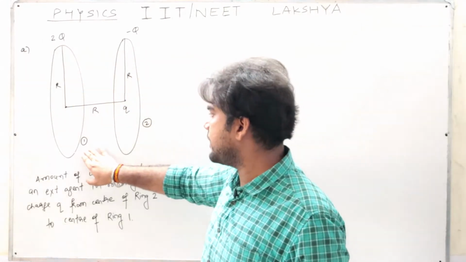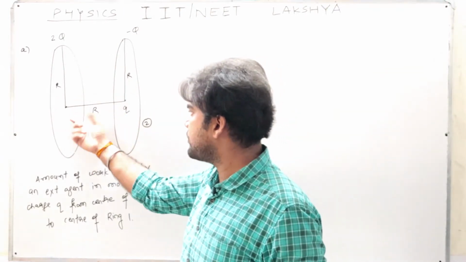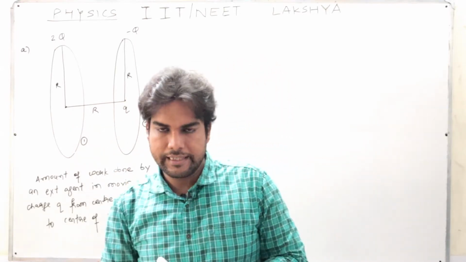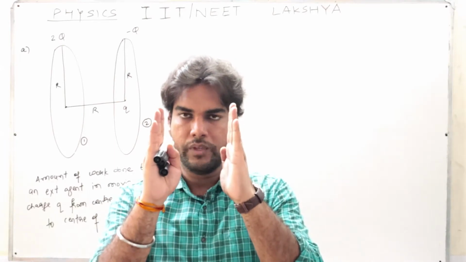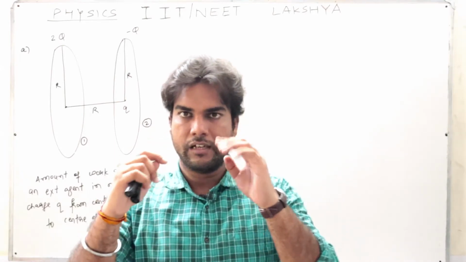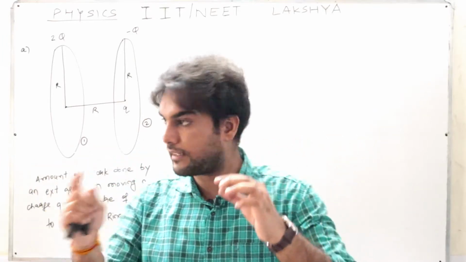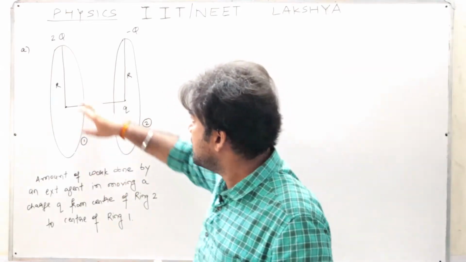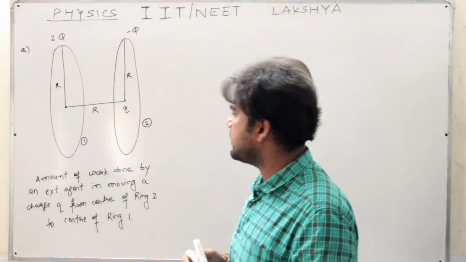Two rings are there, ring 1 and ring 2. The radius of each is r. The distance between them is also r. They are placed coaxially, parallel to each other, with their centers lying on the same axis. That is the meaning. The charge on the first ring is 2q and the charge on the second ring is minus q.